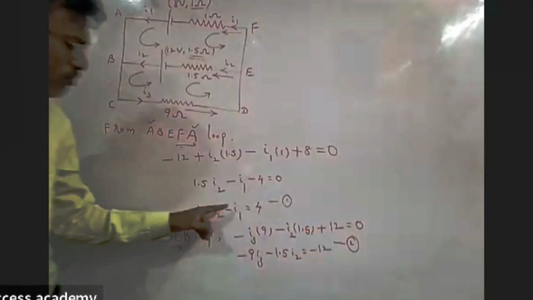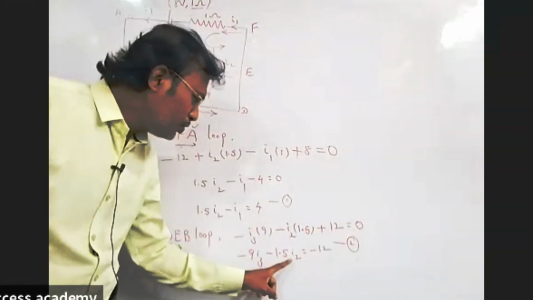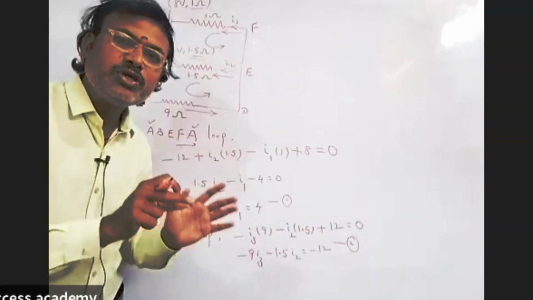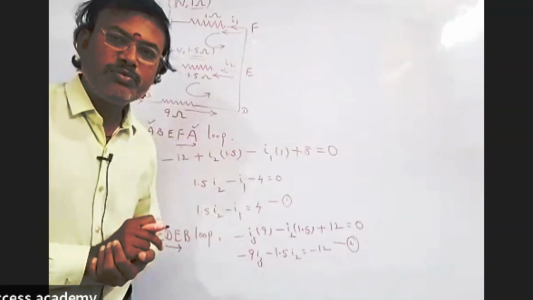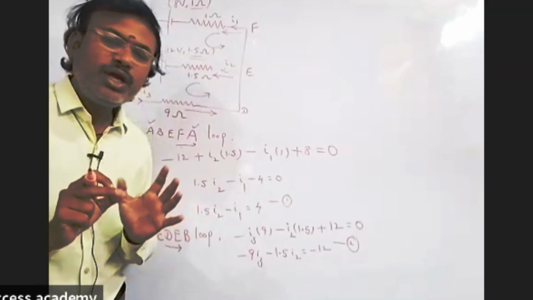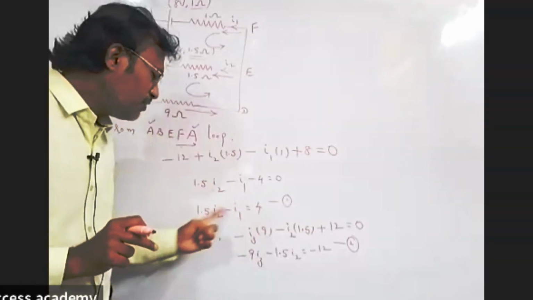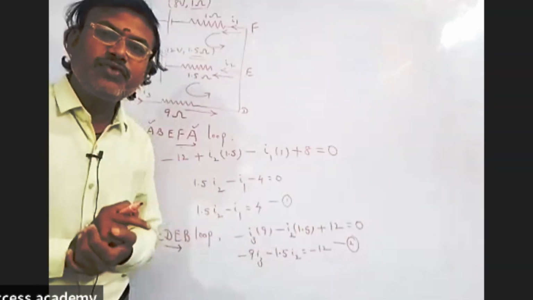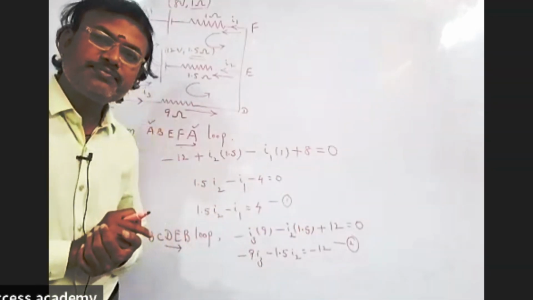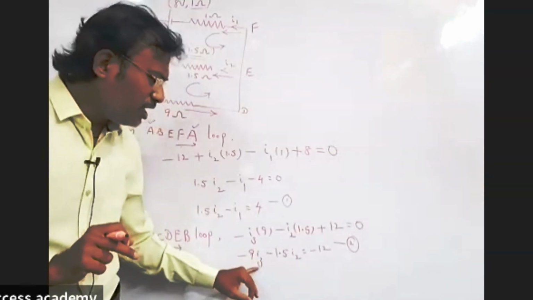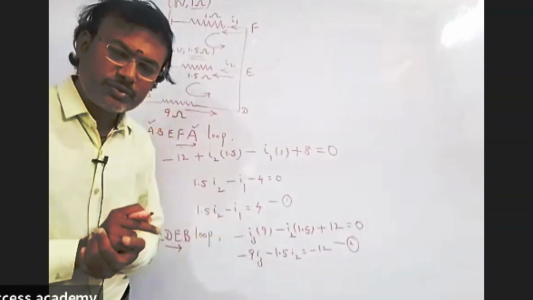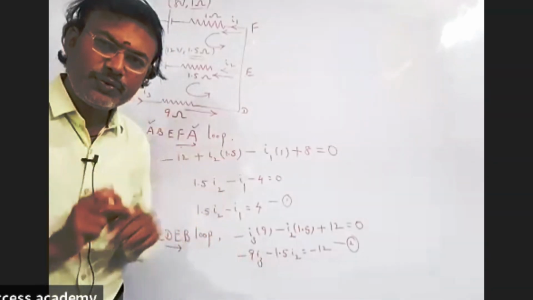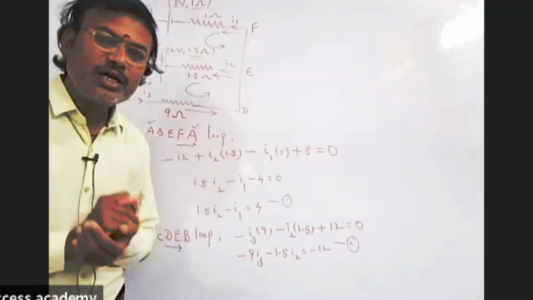Observe carefully. In equation 1, you have I1 and I2. In equation 2, you have I2 and I3. If the equations are like this, it is impossible to solve. We need the first equation in I1, I2 and the second equation also in I1, I2. Then there is a possibility of solving the equations. So in place of I3, I need to consider I1 and I2.